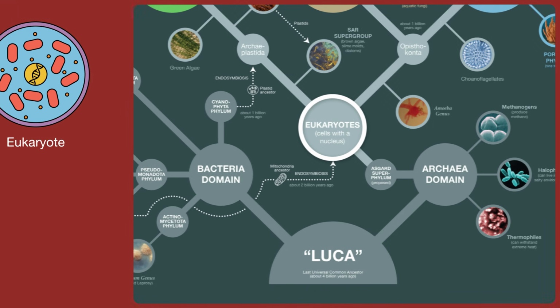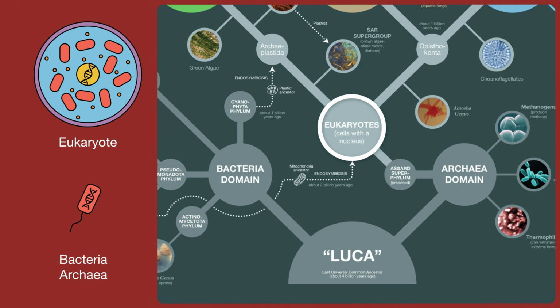Now, eukaryote cells differ from bacteria and archaea cells in that they are much larger and more complex, being comprised of many different parts, most notably a nucleus, which is where the cell's DNA is located. This contrasts with bacteria and archaea cells, which have DNA floating around in the middle. Another part of a eukaryote cell that you might be familiar with are the mitochondria, which are kind of like little energy factories.